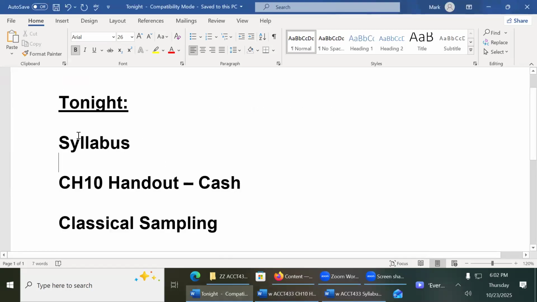Tonight, we're going to start with the syllabus. Then go over the Chapter 10 handout, which is about cash, and we'll talk a little bit more about class, and then possibly get to classical sampling. I'm hoping to get to classical sampling tonight. We'll see. So the first thing let's do is go to the syllabus.